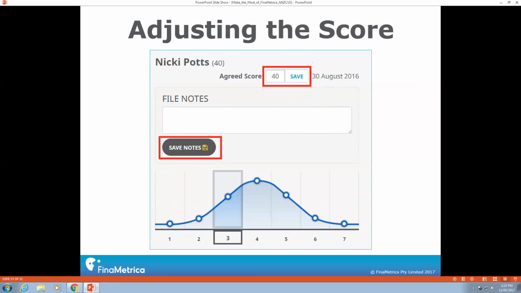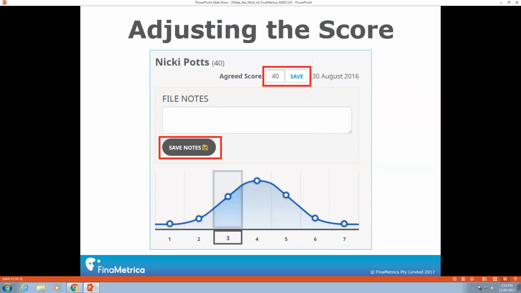After discussing the risk score, the risk group, and differences with your client, it's good practice to confirm with your client that the report is a true reflection of their risk tolerance. If so, you can accept the score as is by clicking on the Save button next to the agreed score at the top of the report. This will allow you to enter a file note, save the note, and then the score renews for future calculations.